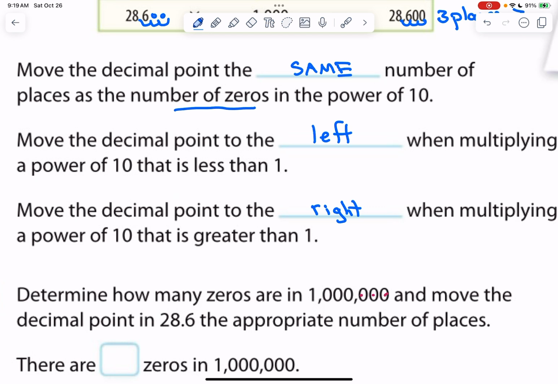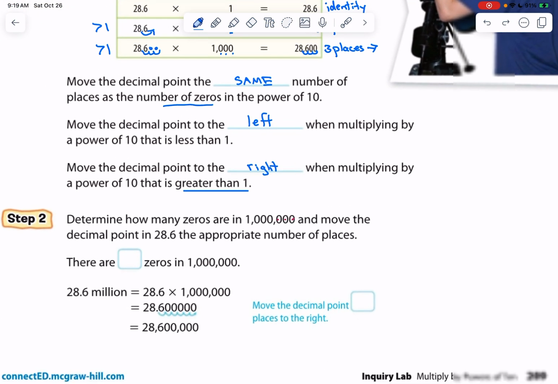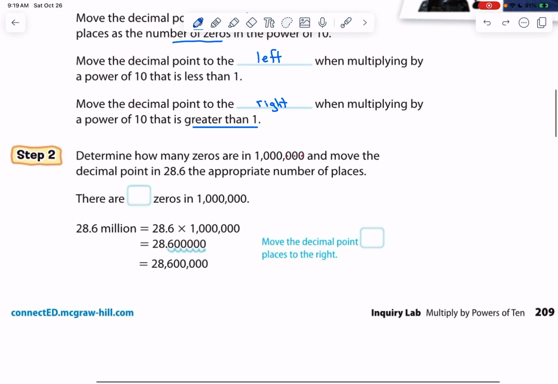We move the decimal place to the right when multiplying by a power of 10 that is greater than 1. So our examples up here, greater than 1, greater than 1. This one here is exactly 1, okay? So we went to the right if it was greater than 1, and to the left if it was less than 1. All right, let's finish this out.